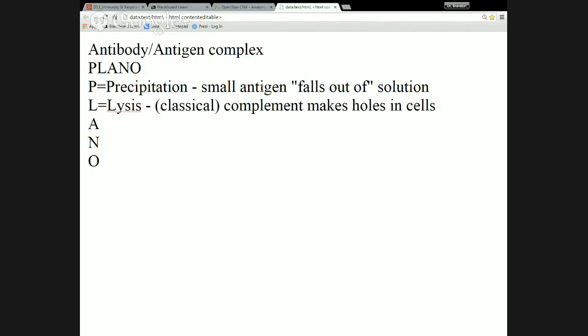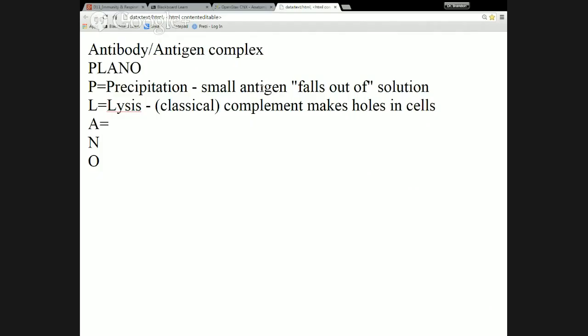Lysis is also the result of the alternate complement pathway, but the classical complement pathway is the one that's initiated by antibodies. The alternate one is not. So this is specifically the classical complement pathway.